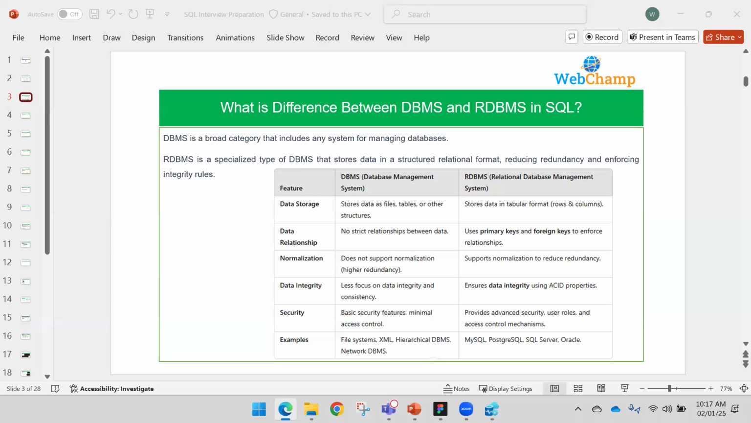Next, data integrity. Let's focus on data integrity and consistency: DBMS does not enforce it strictly, but RDBMS ensures data integrity using the ACID principle. This is another question: what is ACID, or what are the ACID properties for a database? Again, you can go ahead and prepare for this. If you want to learn what ACID is, please do subscribe to WebChamp. Examples we already discussed: the different types of systems that fall under each category. So this is about the database management system and the relational database management system.